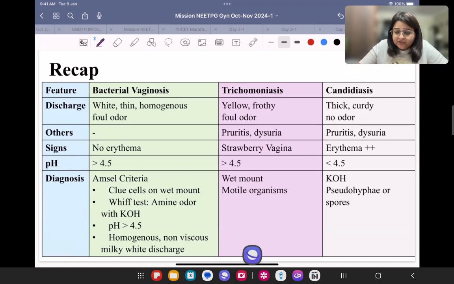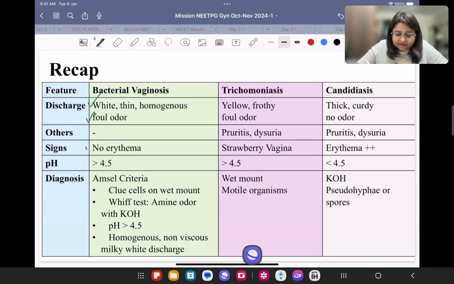How will this patient present? She's going to present to you with grayish white, thin, homogeneous discharge, which coats the walls of the vagina. It will be foul. So she'll have a foul smelling grayish white discharge but she won't have any other symptom. No pruritus, itching, urinary symptom, nothing else. Just foul smelling discharge.